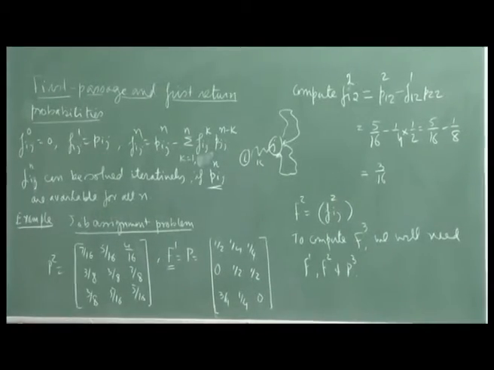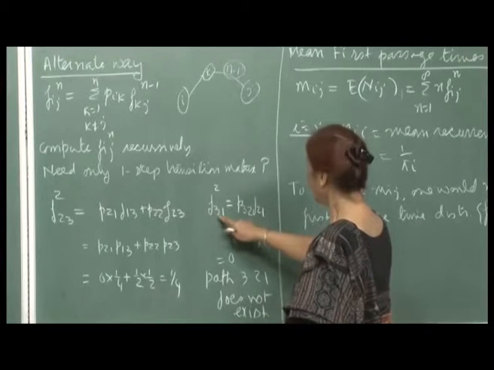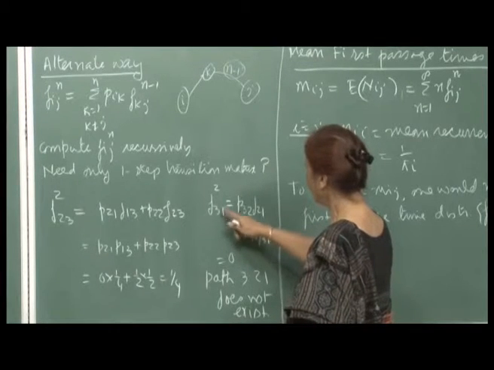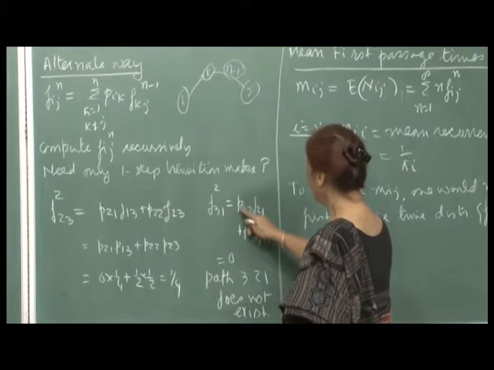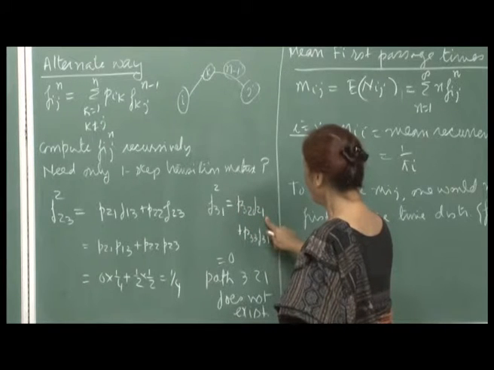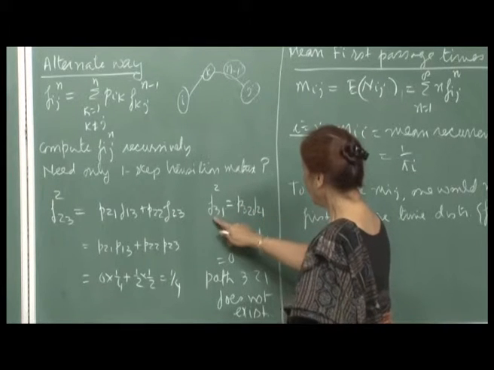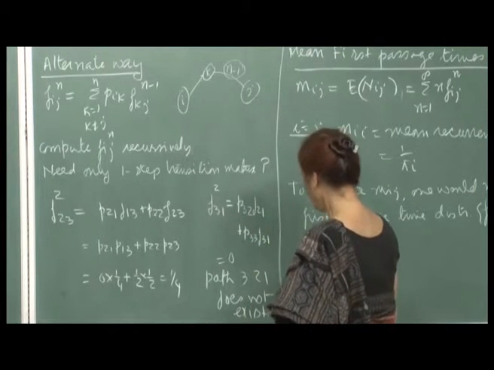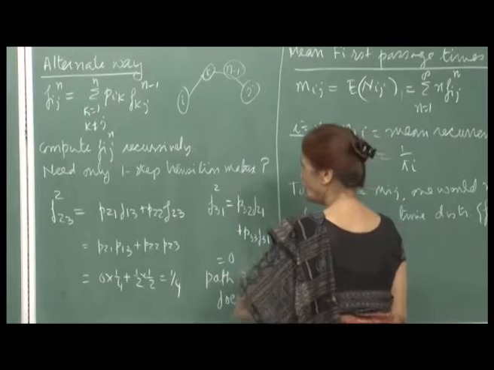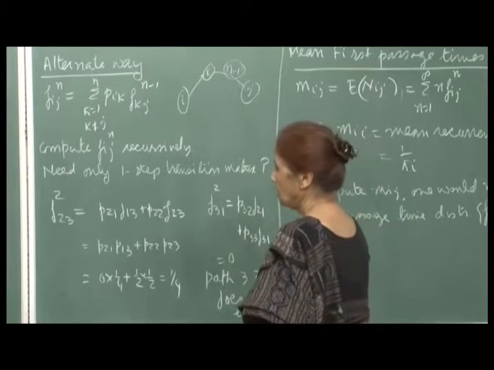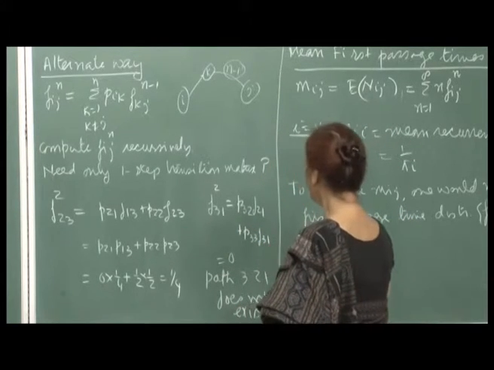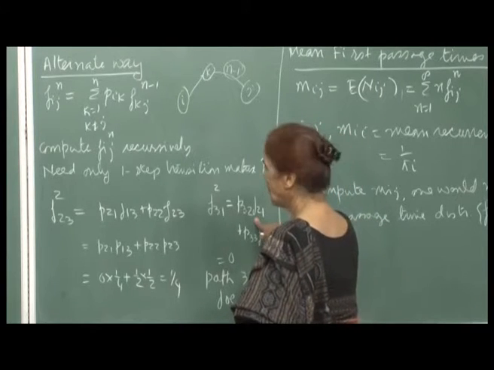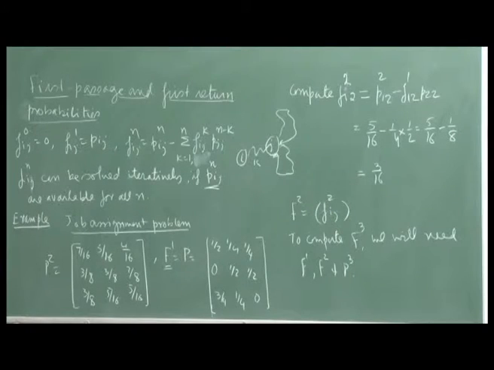Now, look at f_31(2). Here your j is 1, so your k can be 2 and 3. So, this will be p_32 into f_21 plus p_33 into f_31. What is p_32? p_32 is 1 by 4, but then what is f_21? f_21 is p_21, and p_21 is 0. So, this is 0, then p_33 is 0 into f_31, so this is 0.